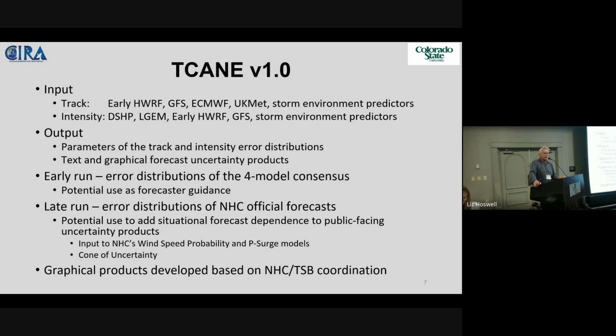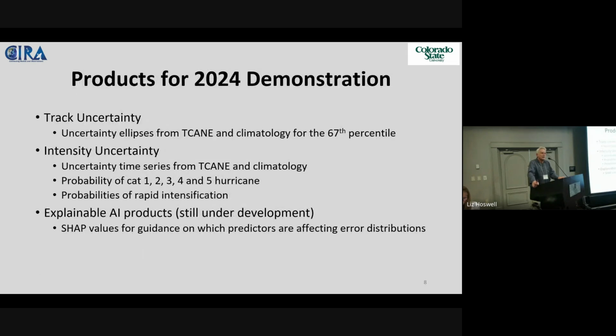And I mentioned the early run is just trying to predict the error of the 4-model consensus, and then the late run, after the NHC forecast comes out, predicts error distributions of the NHC forecasts. Next slide. So we had some meetings with Pablo and Wallace from NHC and came up with a set of 4 graphical products, 1 for track and 3 for intensity. We are also working on some explainable AI products so that you understand why the algorithm did what it did. We don't have those on the website yet.